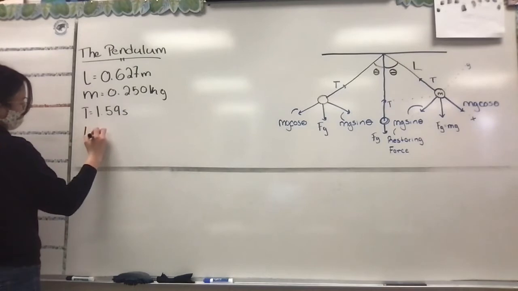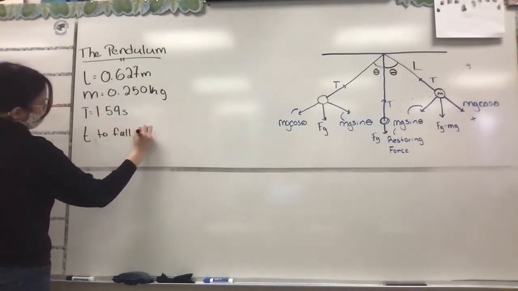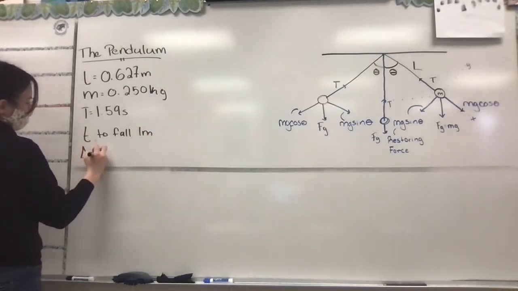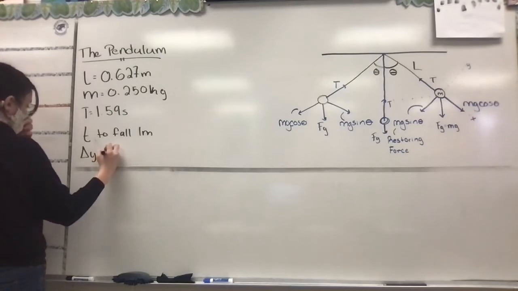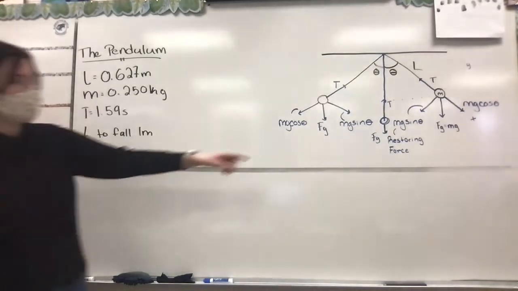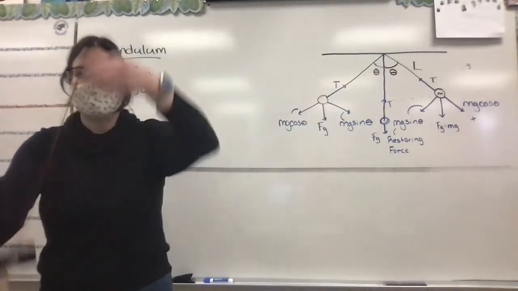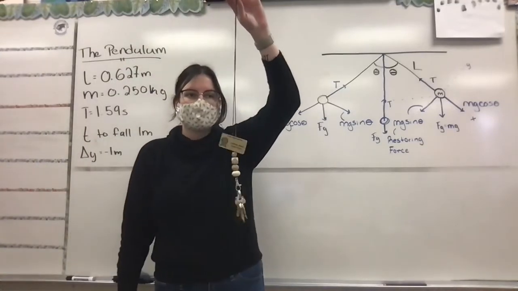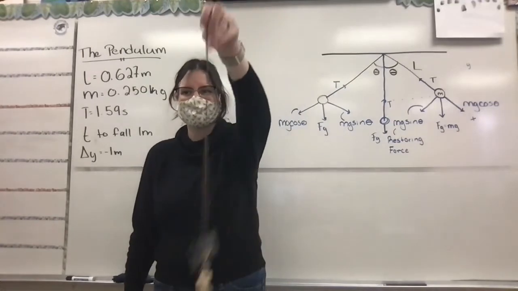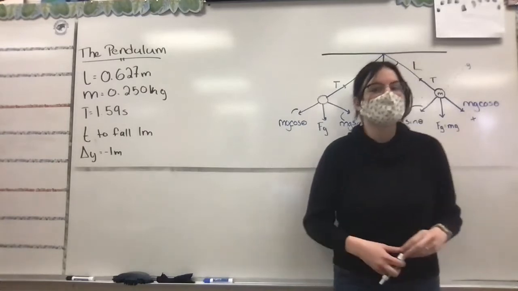So we're looking for time to fall 1 meter, which means that displacement would be like -1 meters. And it's like this pendulum right here. It's just chilling at equilibrium. It's just hanging out right there. So we're trying to... This is 100% prior knowledge. This is not an equation you learned today.